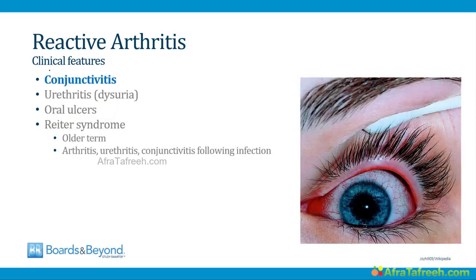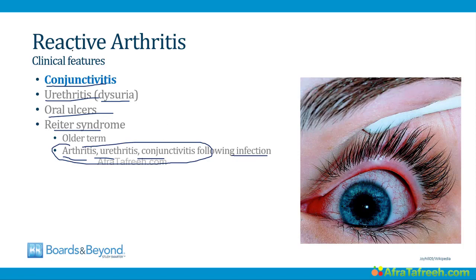And then reactive arthritis can sometimes have clinical features outside of the joints. So sometimes patients develop conjunctivitis. This is an autoimmune process and it can involve the eye. There can also be inflammation of the urethra, that's urethritis. This can lead to dysuria, and some patients develop oral ulcers. And there's an older term called Reiter's syndrome, which involved arthritis, urethritis, and conjunctivitis following infection. And this was basically just a triad of symptoms that you can see in association with reactive arthritis.